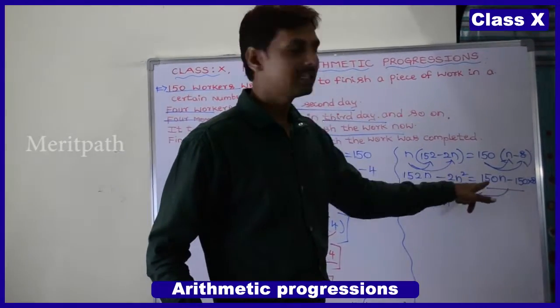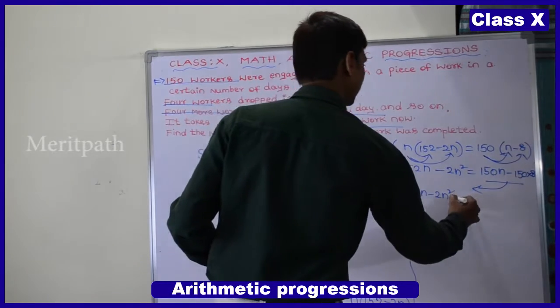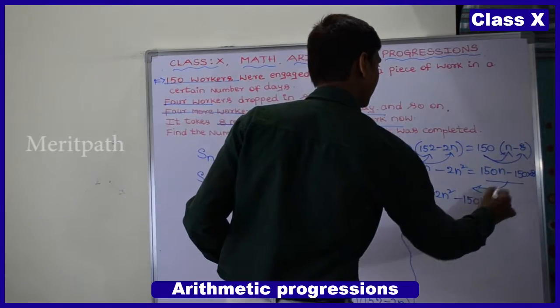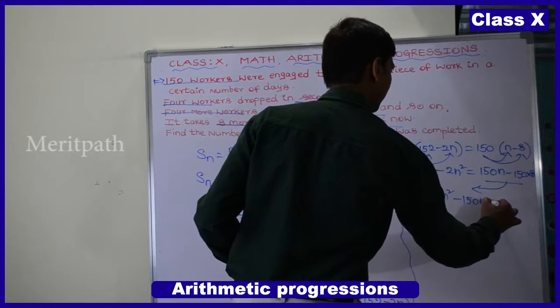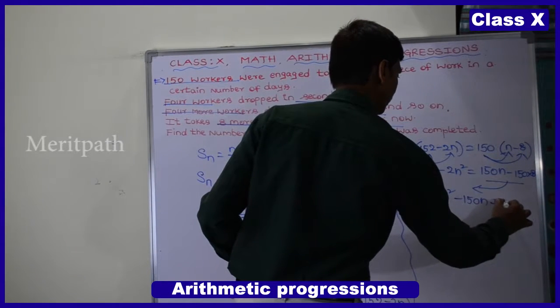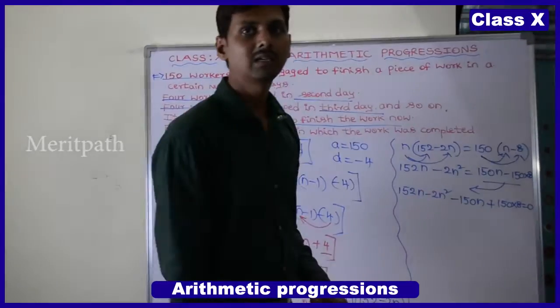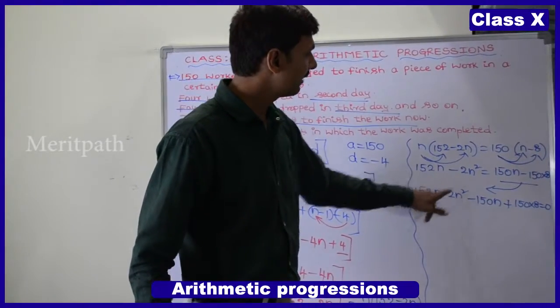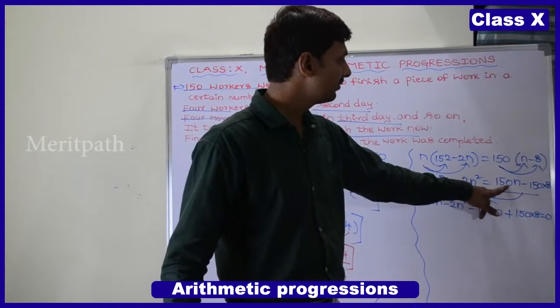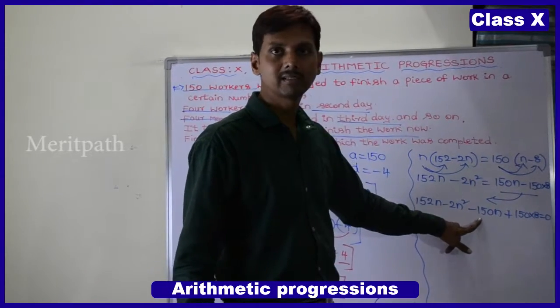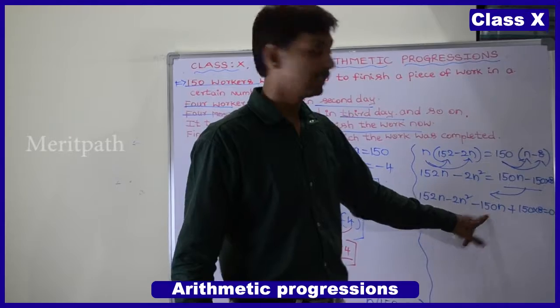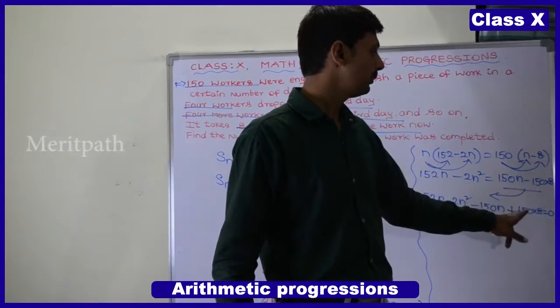These two values we are taking to left hand side. It becomes minus 150n and it becomes plus 150 into 8 equals to 0. Let us recall again, and this 2 we have written same as it is, and 150n we have taken to left hand side. Positive will become negative and this negative also will become positive.